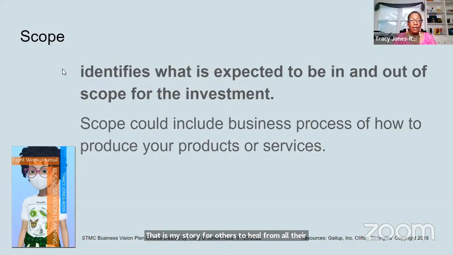The scope. Your scope is identifying what is expected to be in and out of scope for the investment. That means, just how I was saying, your boundaries, you won't go beyond that boundary of your mission steps. If something distracts you and it's not a part of that mission step, you're going to say, oh, that's a distraction. I need to put that aside, write it in my journal, so I can remember that I need to do it, because it's coming up for some reason in your thought process.